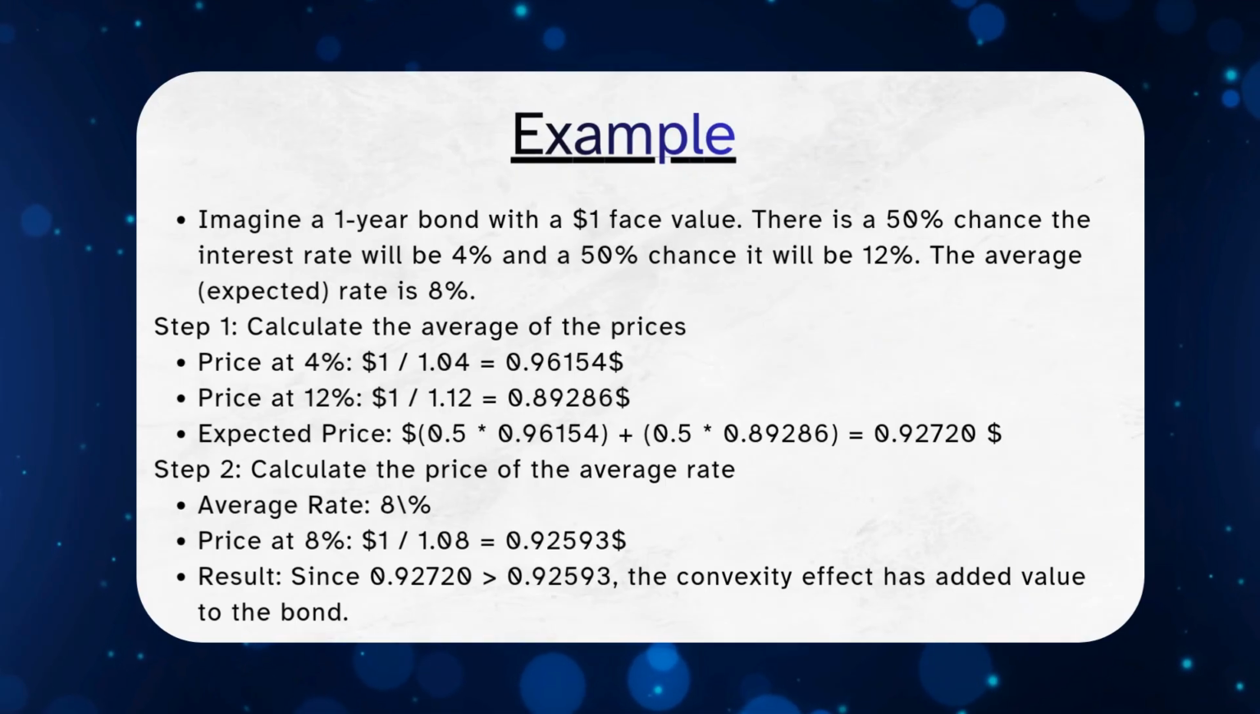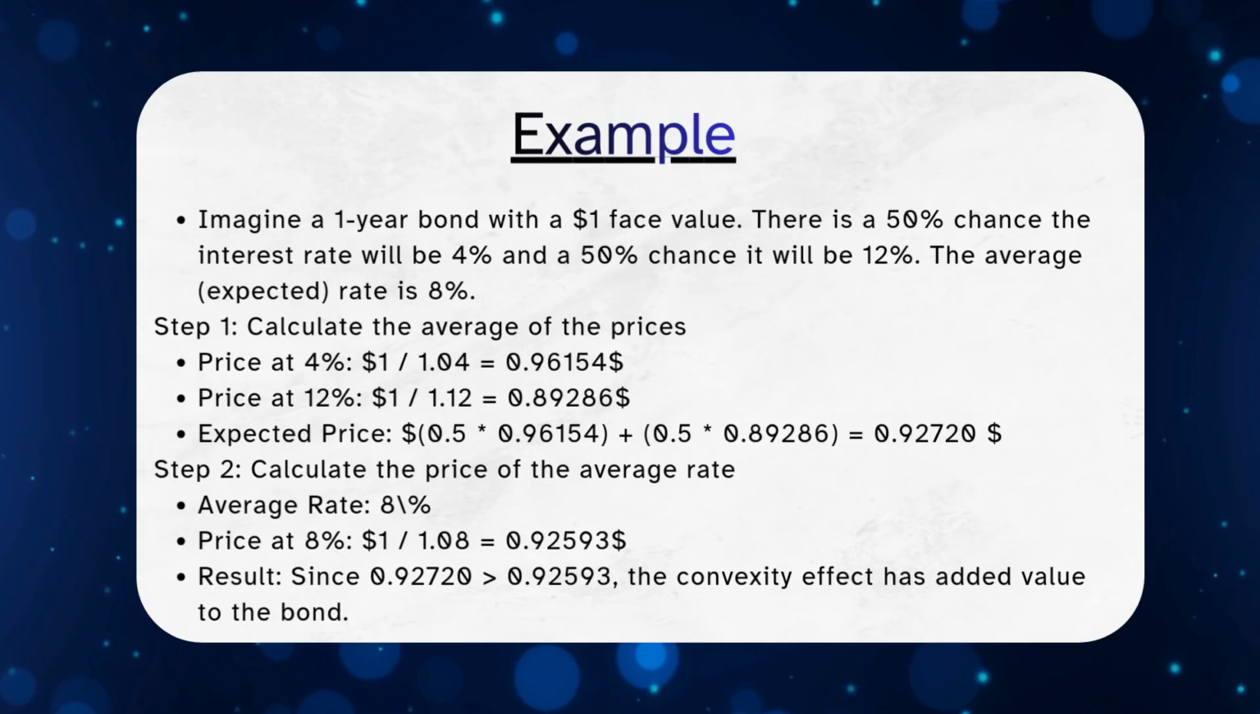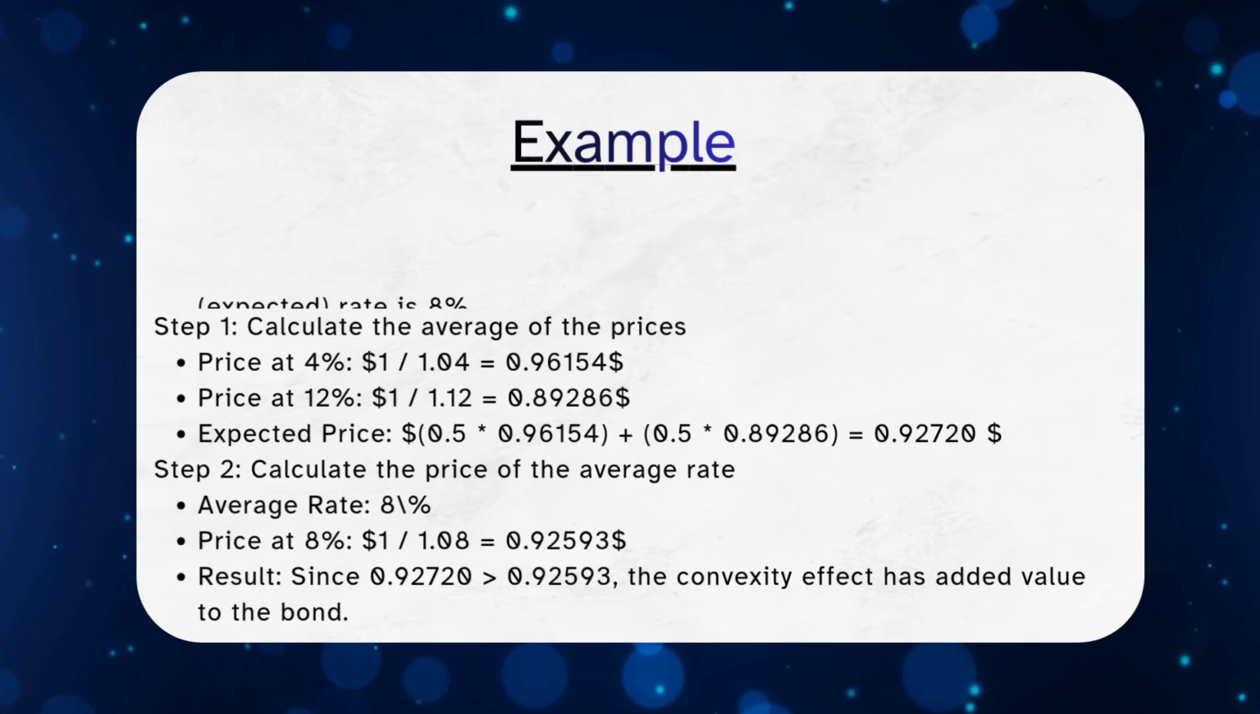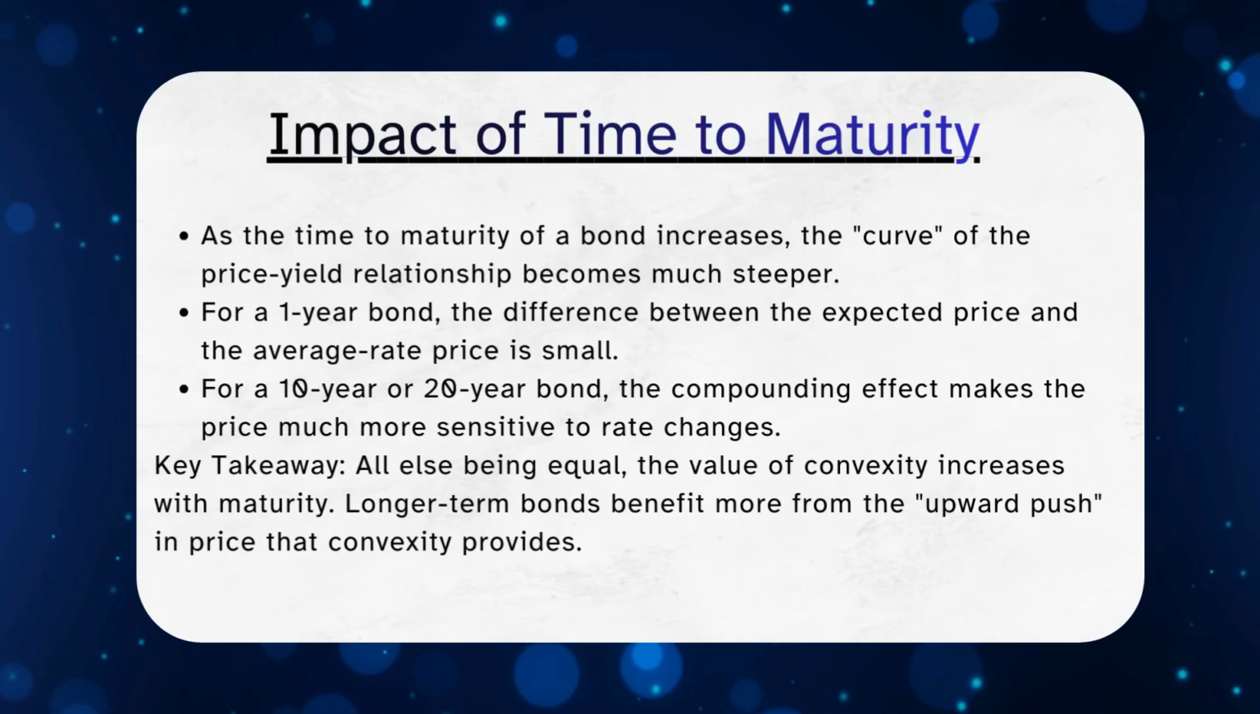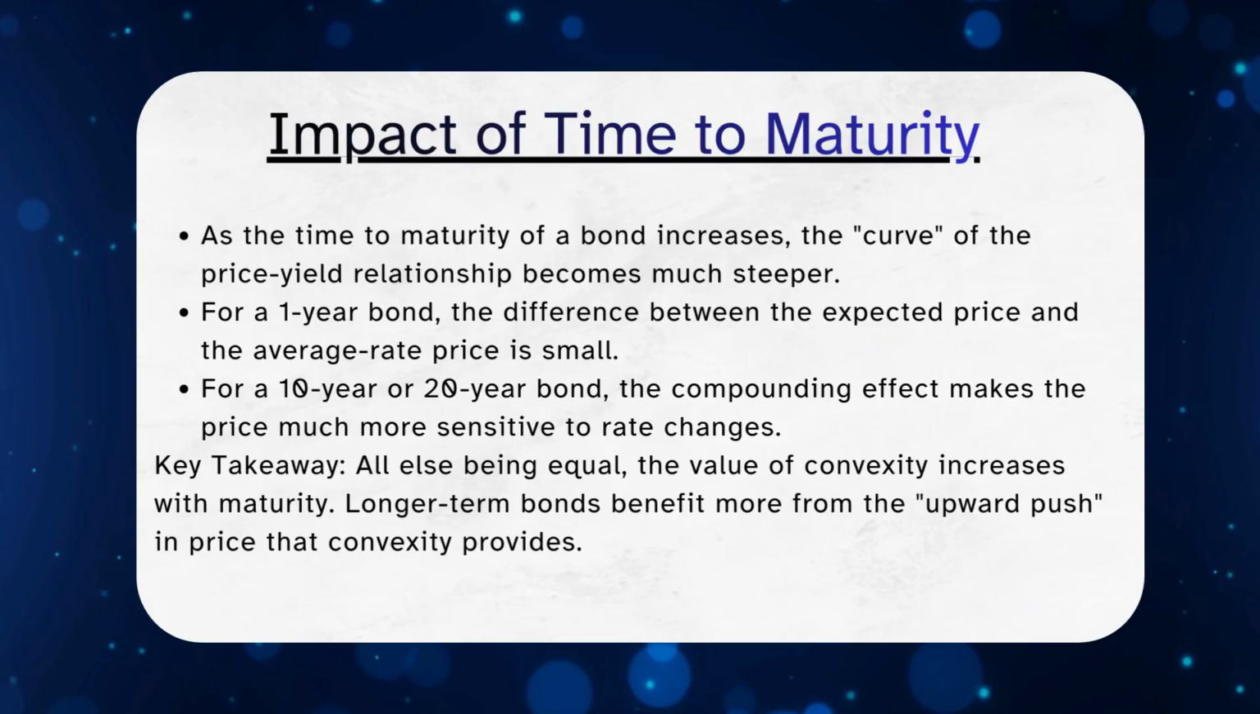The market recognizes this extra value, which is why actual bond prices are slightly higher than a basic average would predict. Now, time is a major multiplier here. The longer a bond has until it matures, the more curved its price-yield relationship becomes. Think of it like a piece of flexible wood. The longer the piece, the more you can bend it.